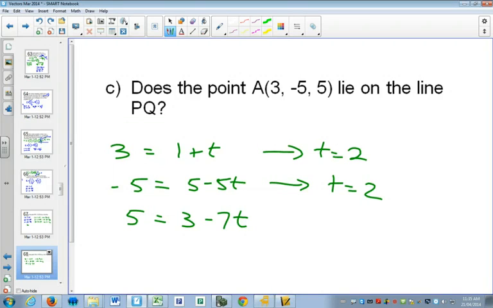It's looking good. Oh, so close. Oh, so disappointing. So the answer again is no. All three of them would have to be 2 in order for it to work.